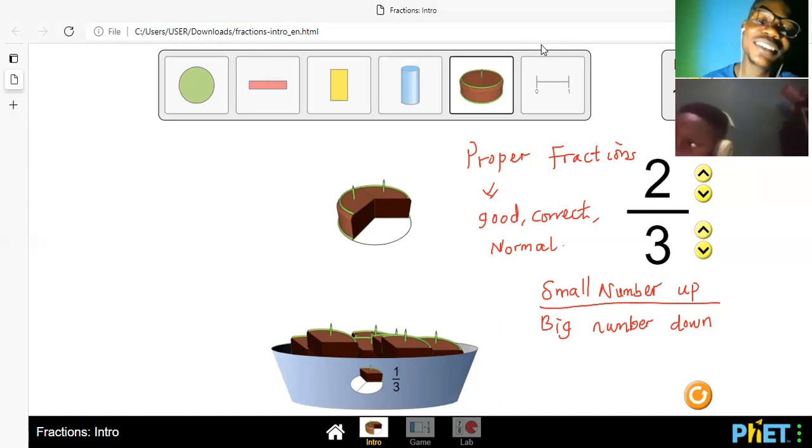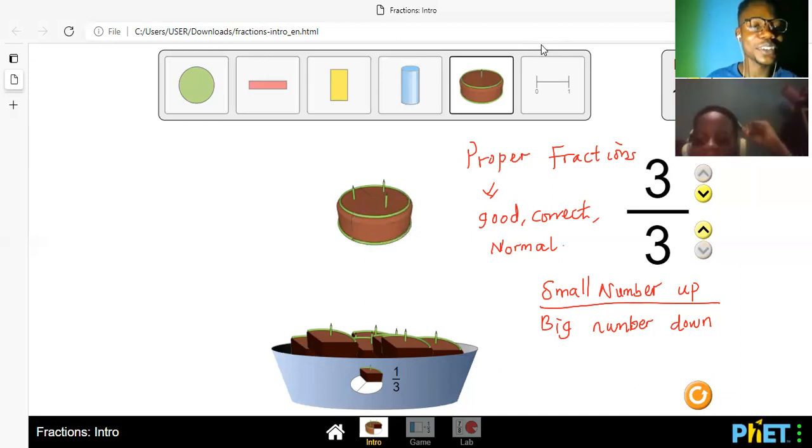Okay? But let's now say, let's give Okpe 2. So let's not cheat Okpe. Let's give Okpe 2. So can you see what we have here? We now have 3 out of 3, right? Yes. Can you see we now have 3 out of 3? Okay?